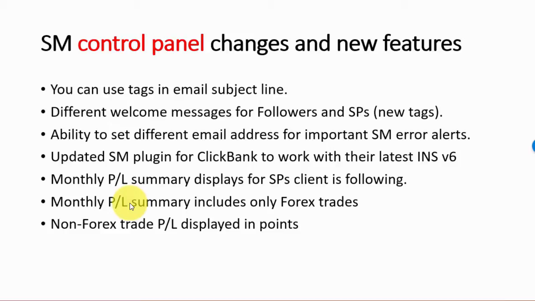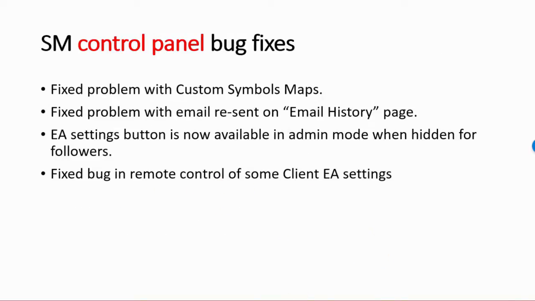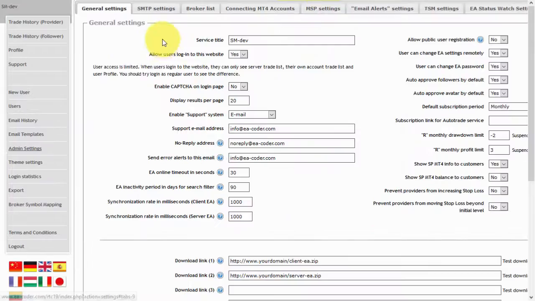So I just decided to display them in points, and all the Forex pairs are still displayed in pips, and the system automatically detects the correct digits and so on. Okay, so next thing is that I fixed some bugs, and the problem was fixed with the custom symbol maps. So let me show you what I mean.